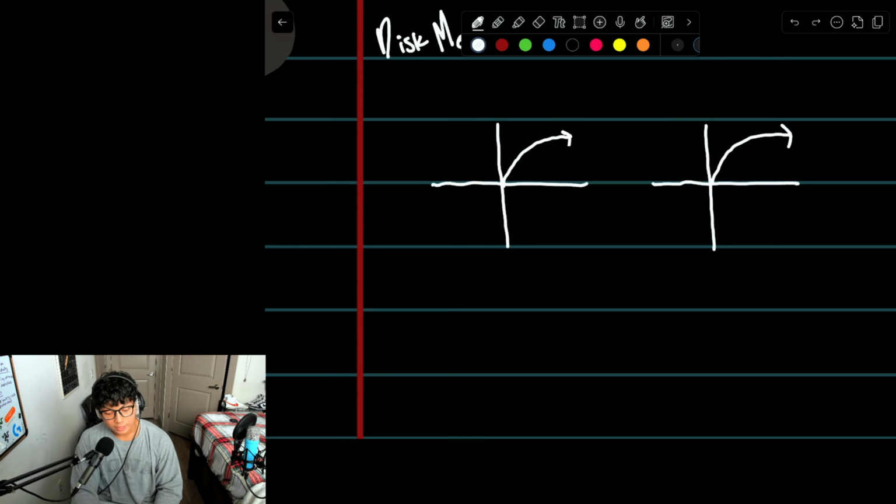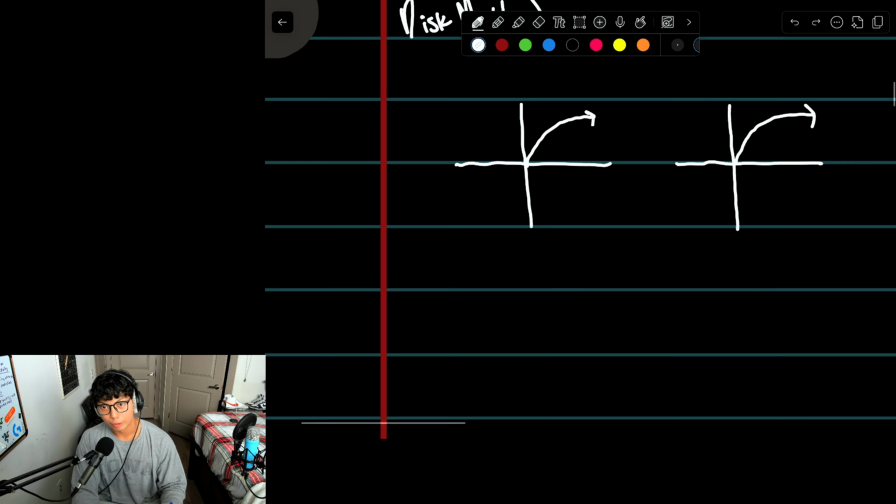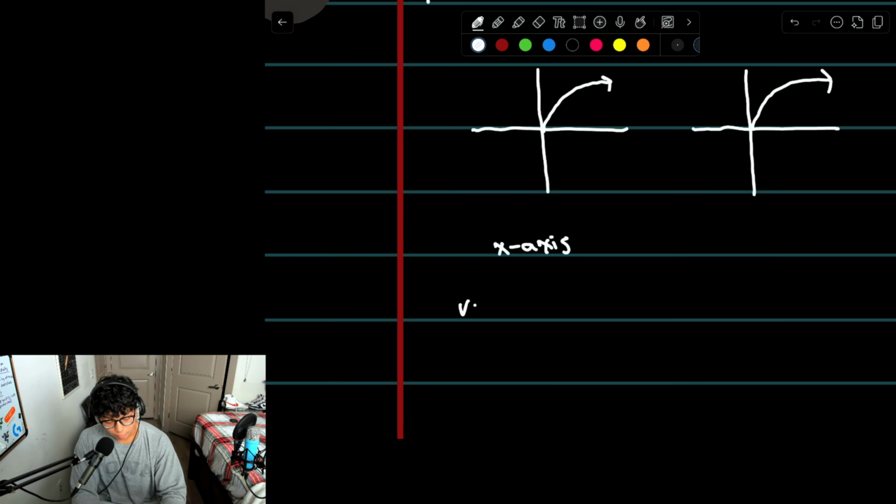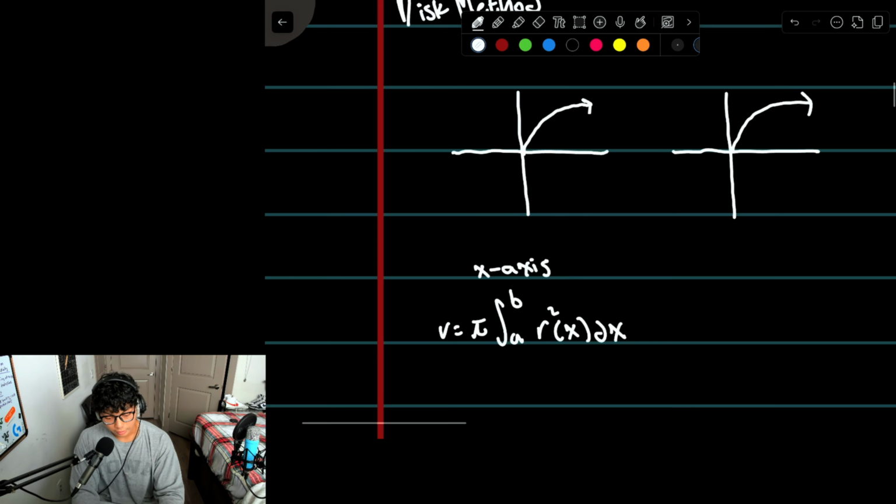Before we start doing the disc method, I would like to explain why we use the formulas we do. And so the first formula will be the x-axis formula, which is when it's rotated about the x-axis. And this volume will be pi times the integral from a to b of the radius squared, so the r of x squared dx.